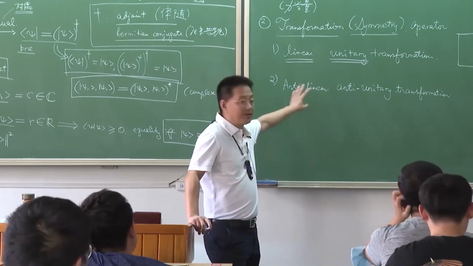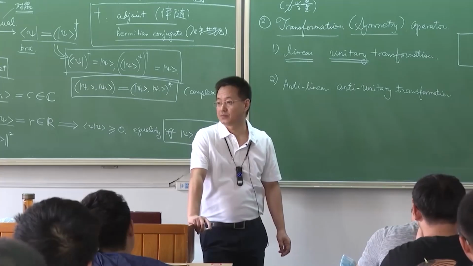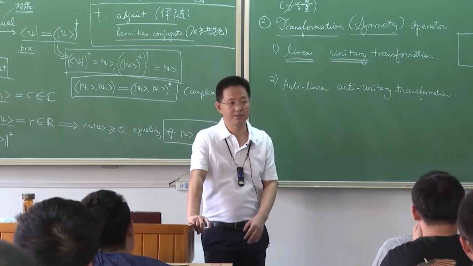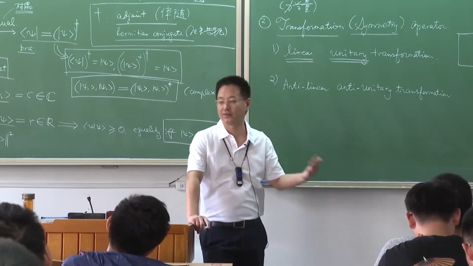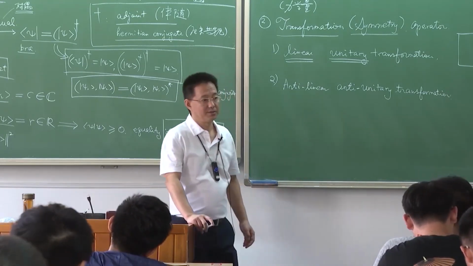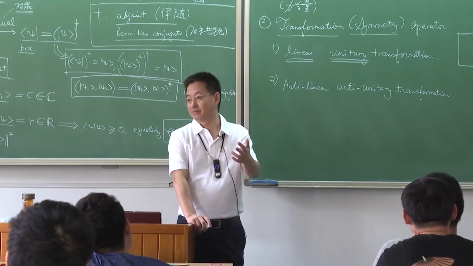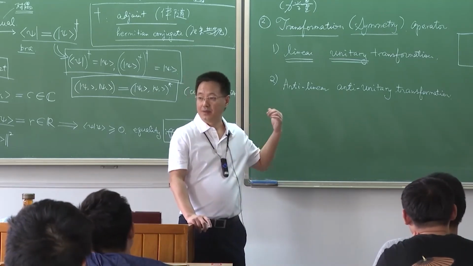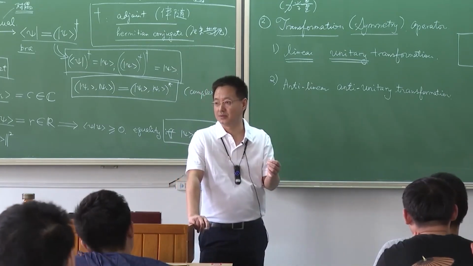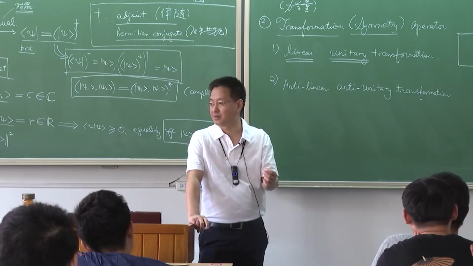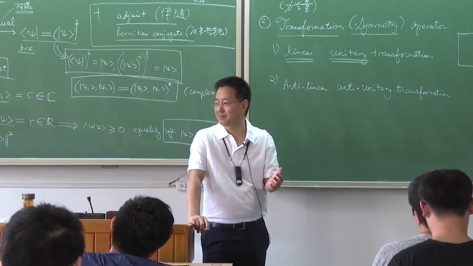Another kind is not observable. That's transformation. So altogether in quantum mechanics, there are only two kinds of operators. One is observable, another is the transformation. For the observable, it should be a Hermitian operator. But for the transformation, it must be unitary or anti-unitary. But sometimes it is also Hermitian.